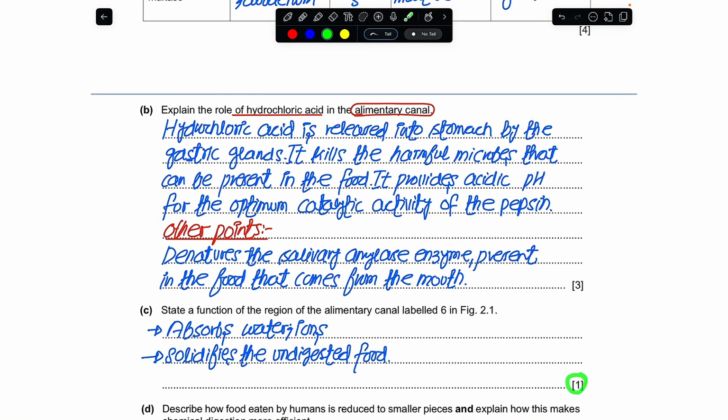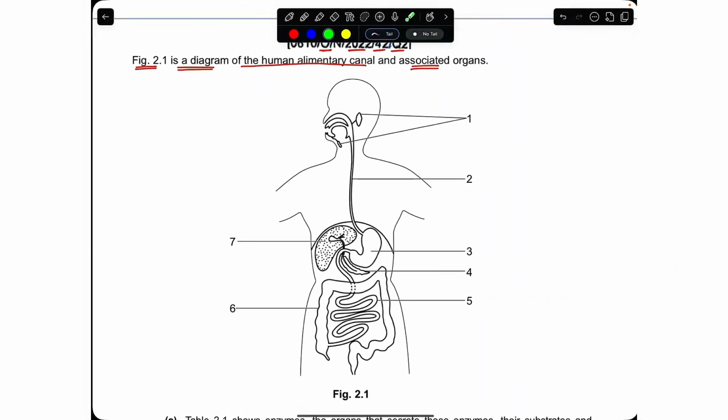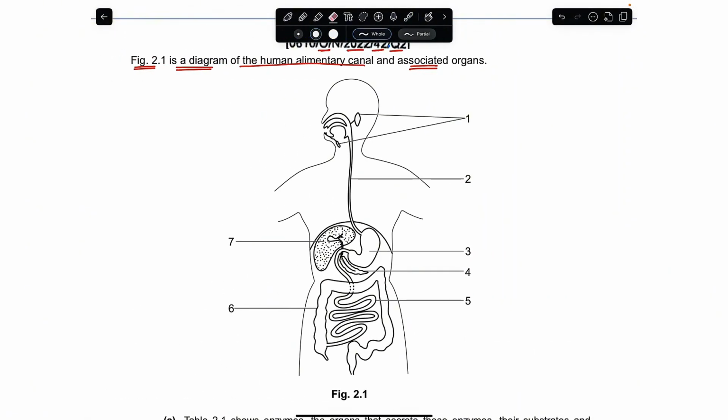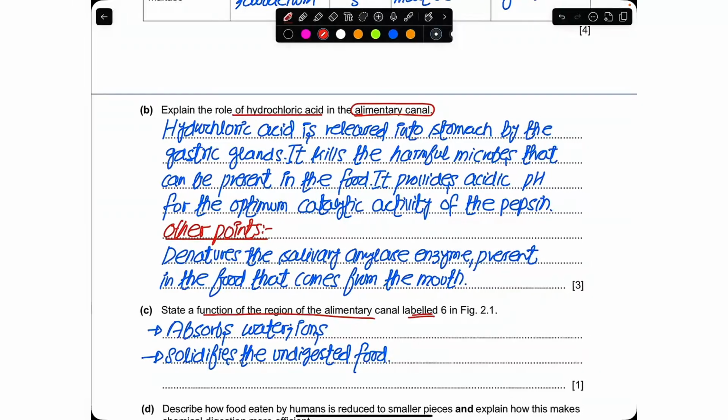For another 1 mark, they want us to state a function of the region of the alimentary canal labeled 6. The labeled 6 was the colon, and the role of the colon is that it would absorb water and ions. The other approach can also be that the food that remains undigested within the alimentary canal, once it comes here in the colon, the water is absorbed out of it, so it would harden, become solidified, and take the form of feces.